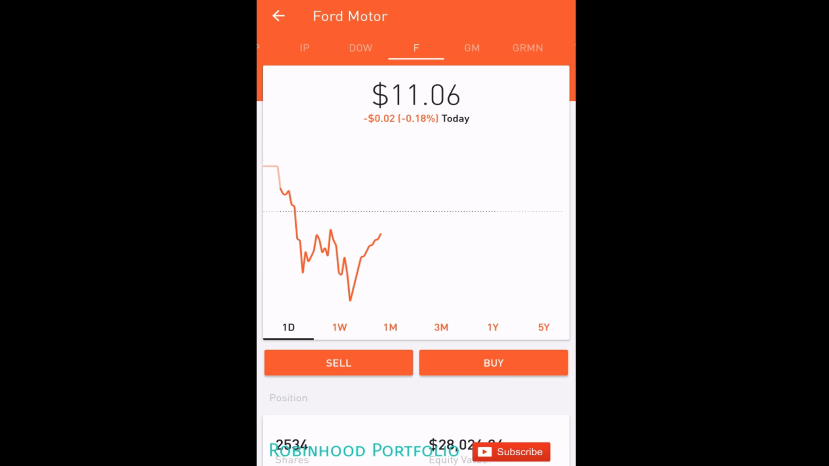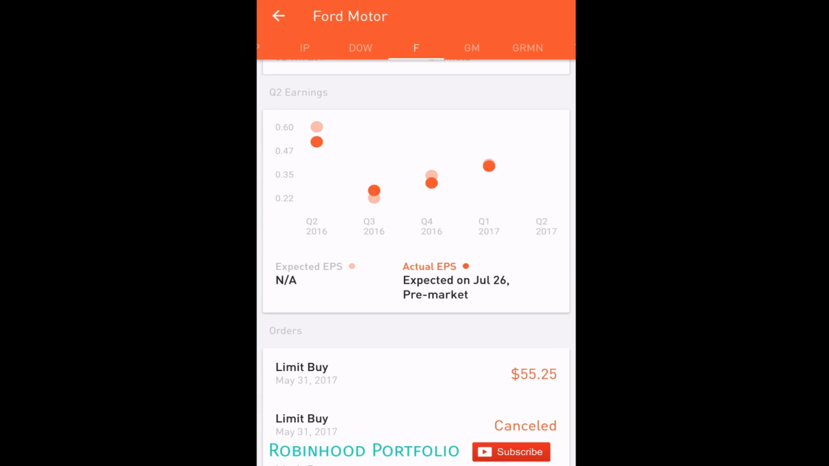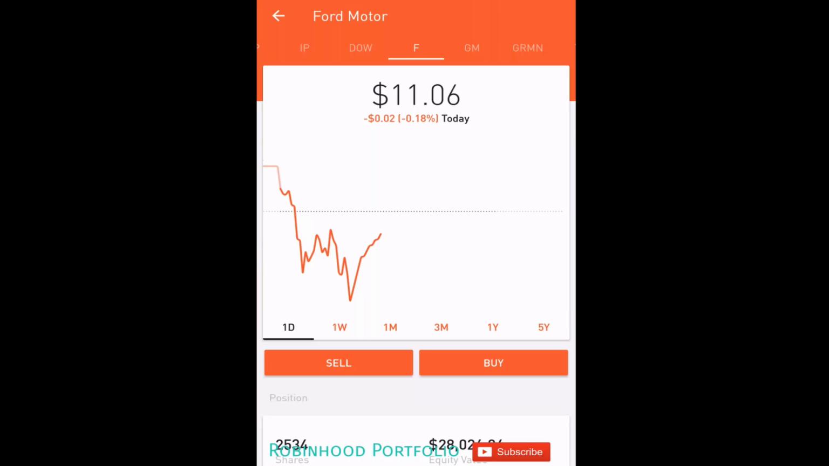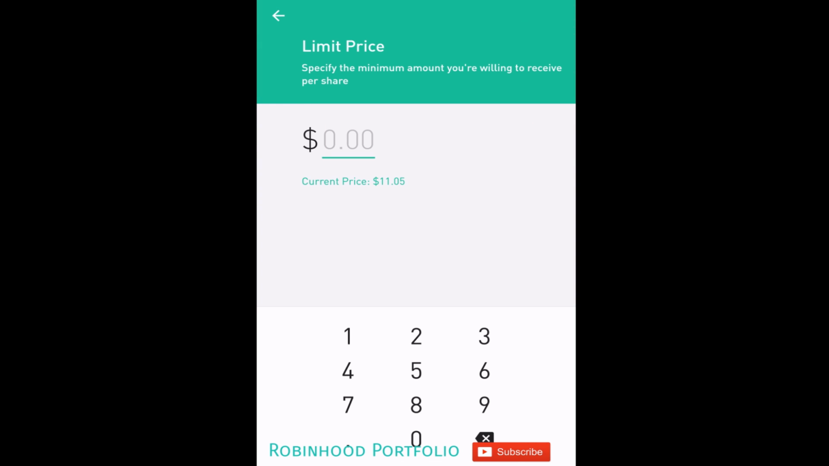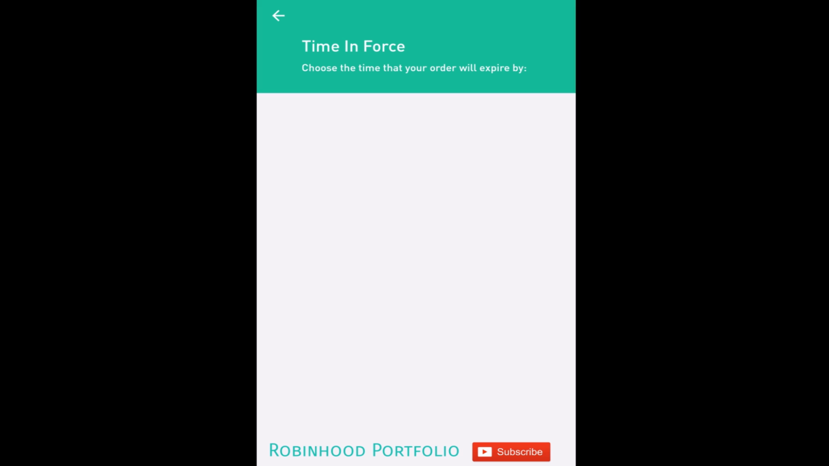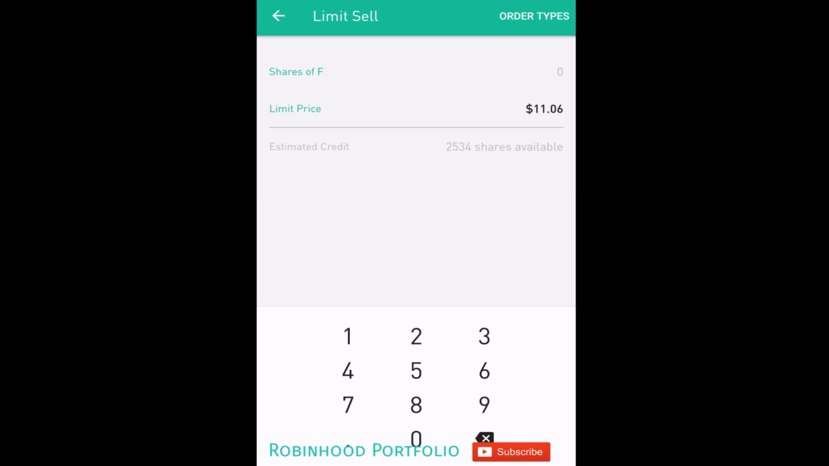Now let's go ahead and put that limit sell order in. So the limit buy has been executed there. Let's put a limit sell in, click on sell. Again, you don't want to put a market sell in, put a limit. For this, let's just put 11.06 for the limit sell. So I will not sell the stock for anything less than 11.06. If it's moving rapidly, it may go above that, but it'll never go below that.